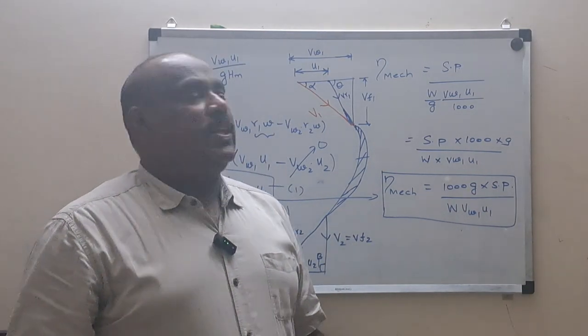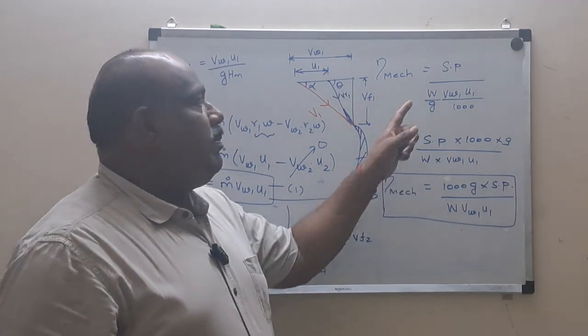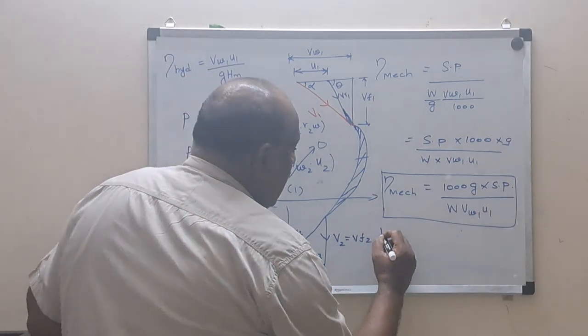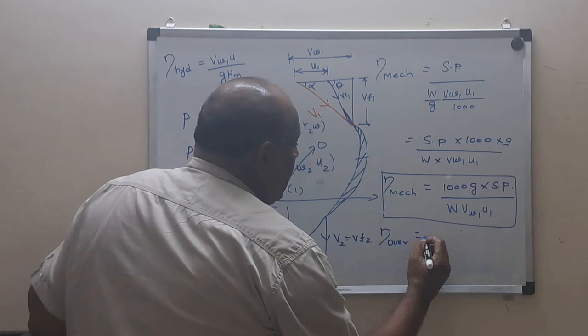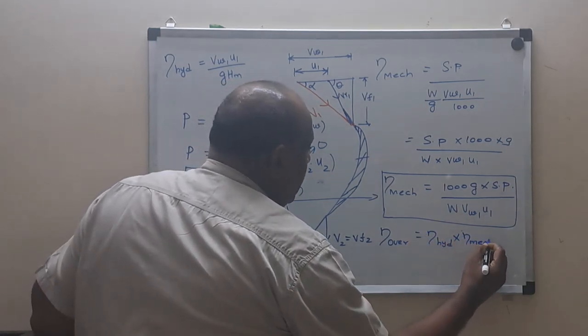Mechanical efficiency will be still higher, so we'll get a better value for the mechanical efficiency. So this is the formula for your mechanical efficiency. Now, how do we get the overall efficiency? Multiply the hydraulic efficiency with the mechanical efficiency, and I will get the overall efficiency.